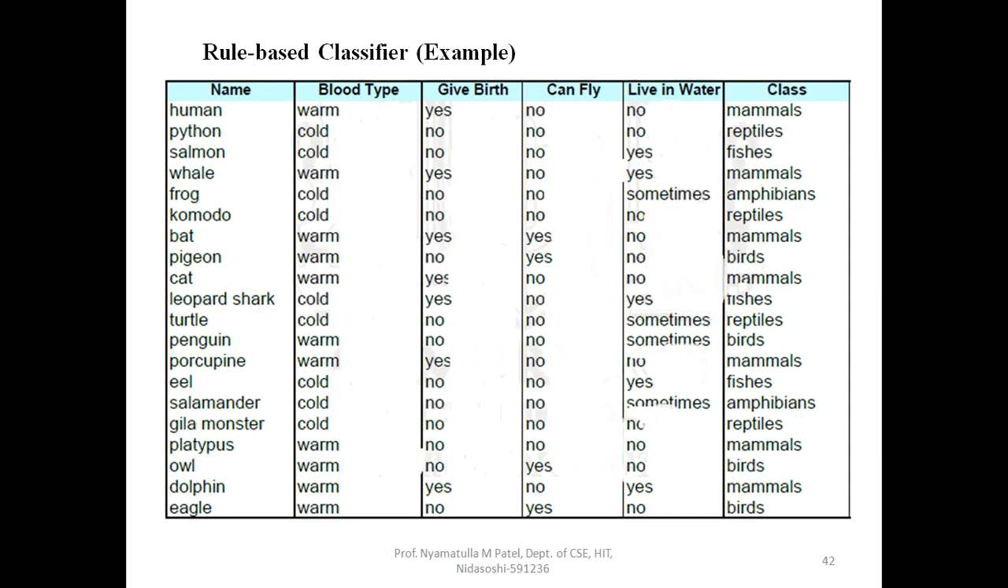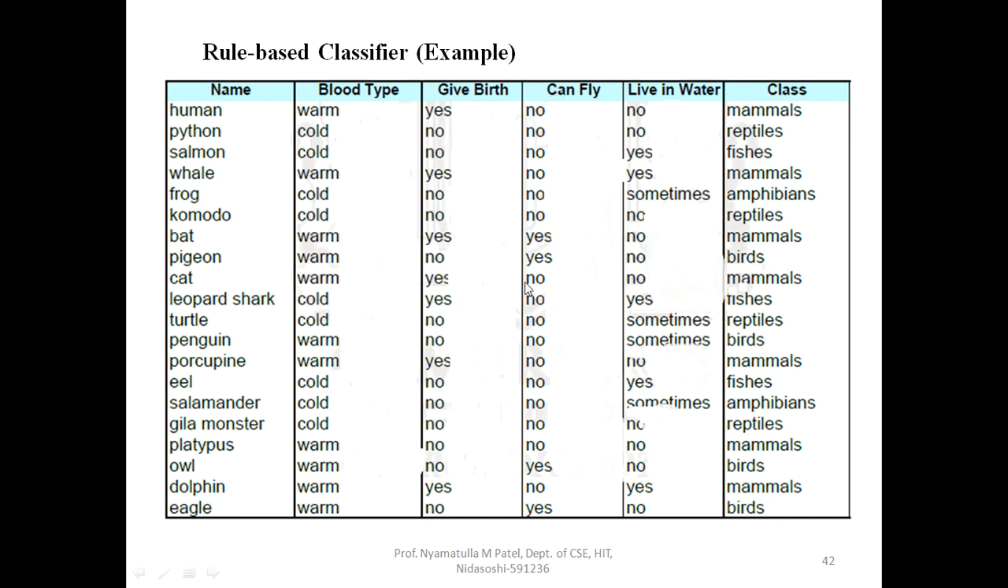Next, coming to another topic called the rule based classifier example. Here a huge amount of data is given to us: human, python, salmon, whale, frog, komodo, bat, pigeon, cat, leopard, turtle and so on. These are all different animals. Coming to the blood type, humans have warm blood, python cold, salmon cold, and so on. Then gives birth: some of these give birth and some do not.